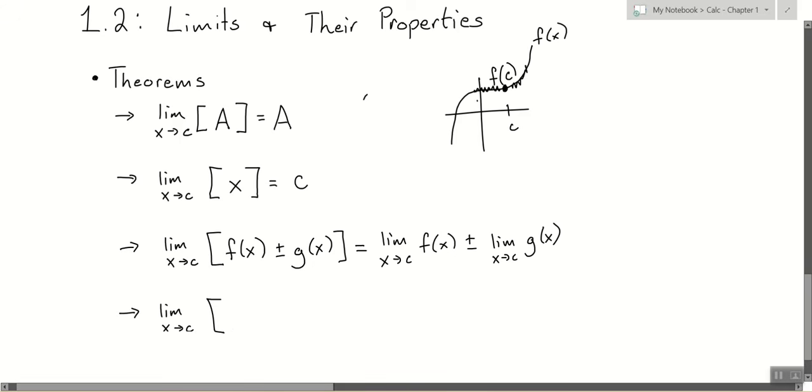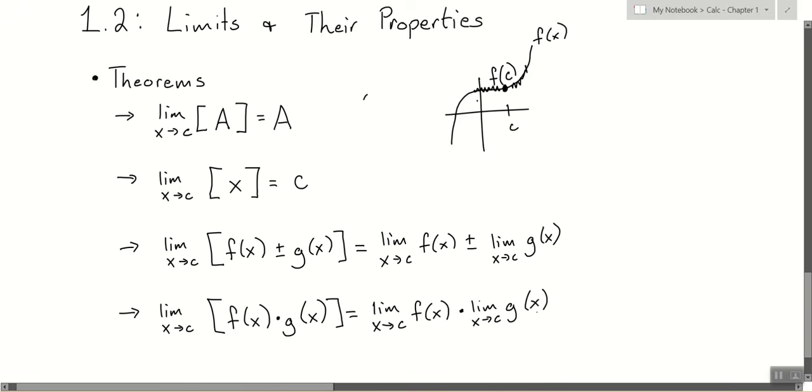Okay. Gut feeling. What if I have those two nice functions again, but instead of adding or subtracting, I multiply them? Gut feeling for how this might work? f of x times g of x, love it. All right. Is there any surprise with any of these yet?